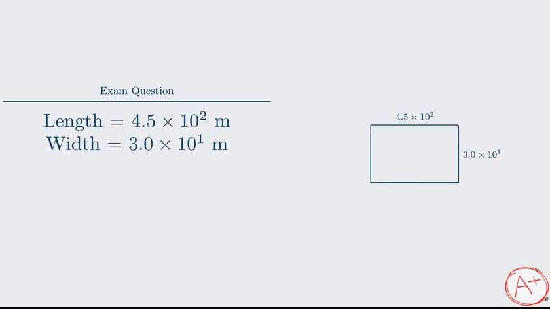Let's look at an IB-style question that combines these skills. A rectangular field has a length of 4.5 times 10 to the power of 2 meters and a width of 3.0 times 10 to the power of 1 meters. Part A, calculate the area of the field. Part B, calculate the perimeter of the field. Give your answers in standard form.